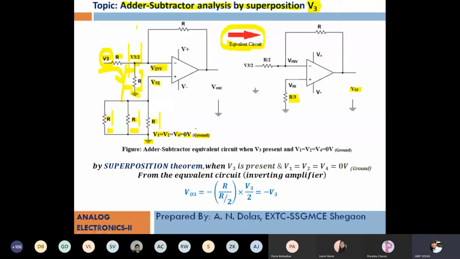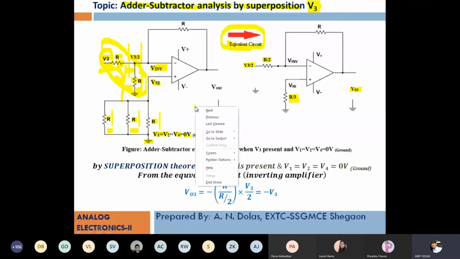Why is it getting V3 by 2? Because of the parallel effect of these two resistances, R and R, which are parallel. So in the equivalent circuit, the effective source will be V3 by 2, due to the effect of the two resistances and the voltage divider rule acting on this resistance and this resistance.